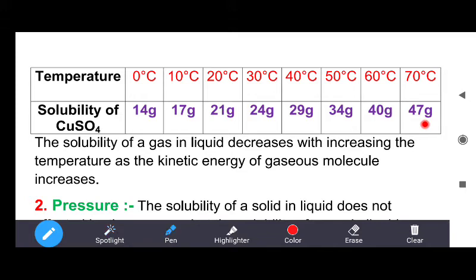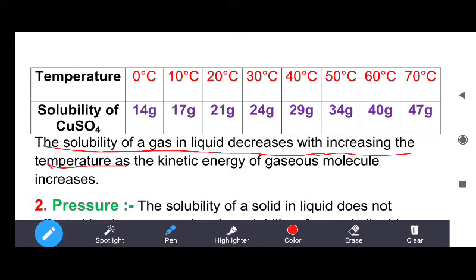It means that as the temperature increases, the solubility also increases. Thus, we can say that the solubility of a solid in liquid increases with increasing temperature. But if we consider the solubility of gas in liquid, like cold drink, I think all of you have drunk cold drink. In cold drink, carbon dioxide gas is dissolved in the liquid. Then we can say that the solubility of a gas in liquid decreases with increasing temperature. As the temperature increases, the solubility of the gas decreases.